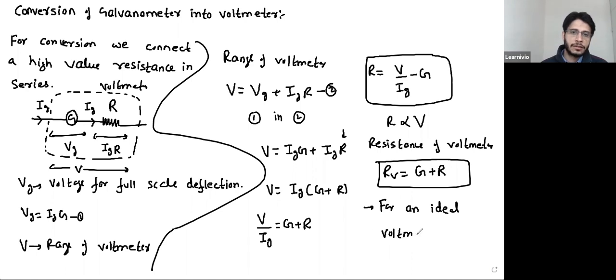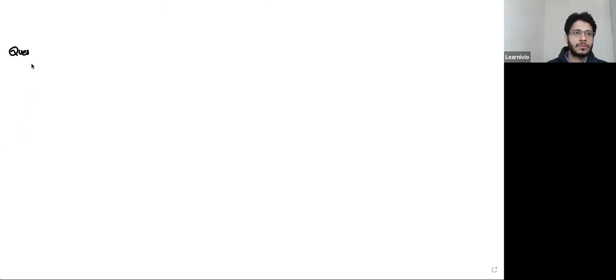Yeah, and that maximum value is infinite. So if you have an ideal voltmeter, its resistance is absolutely infinite. It will not withdraw any current from the circuit. So it will not offer any error in the flow of current. So this is how we can convert your galvanometer into a voltmeter.